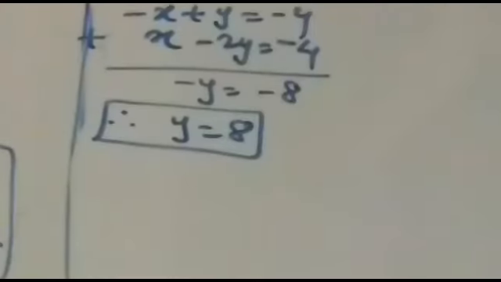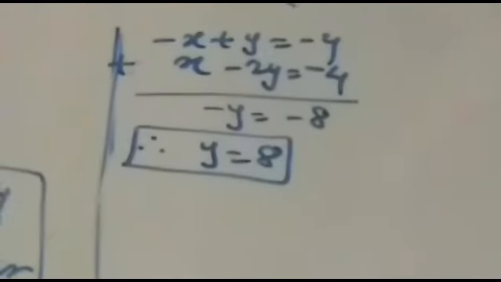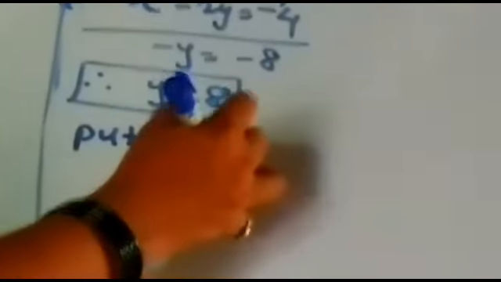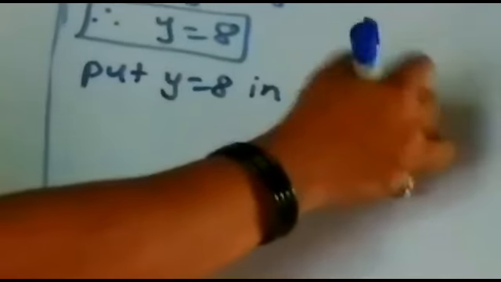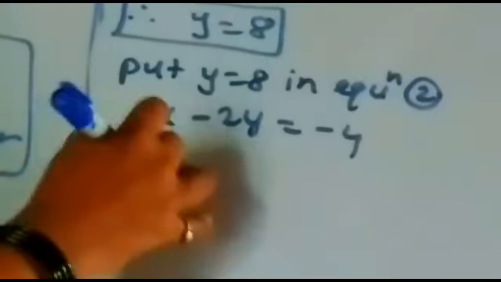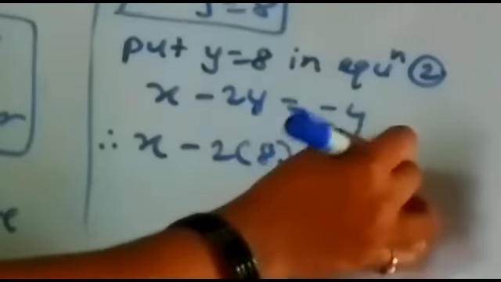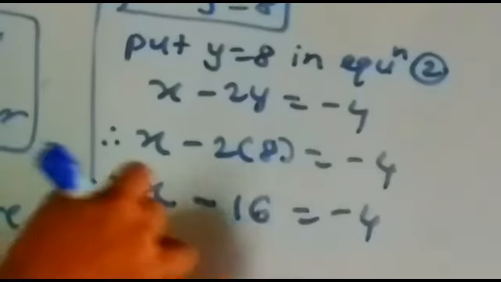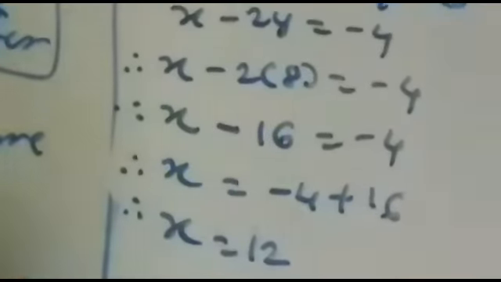From this value we have to calculate the x value by putting it in equation number 2 or 1. Put y is equal to 8 in equation 2. Then we get x minus 2y is equal to minus 4. Therefore x minus 2 into bracket 8 is equal to minus 4. x minus 16 is equal to minus 4. Therefore x is equal to minus 4 plus 16. Then we get x is equal to 12. This is the value of x and y.